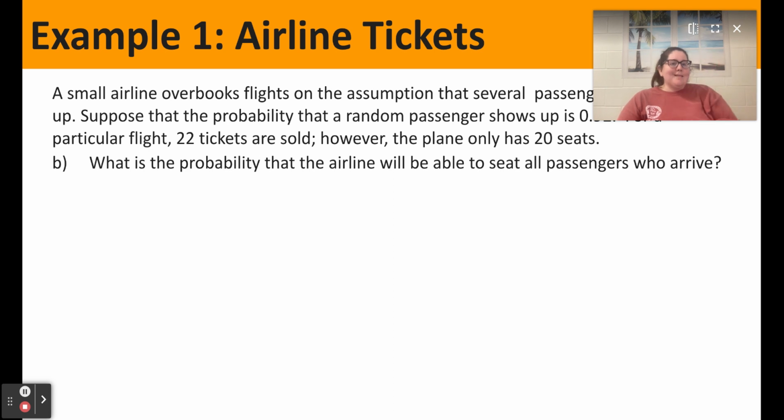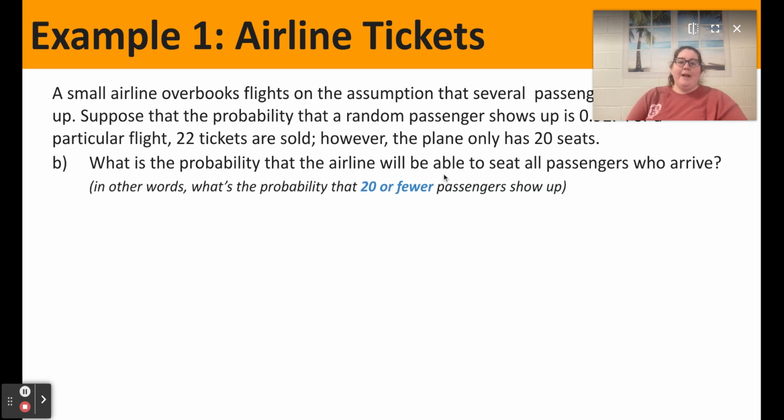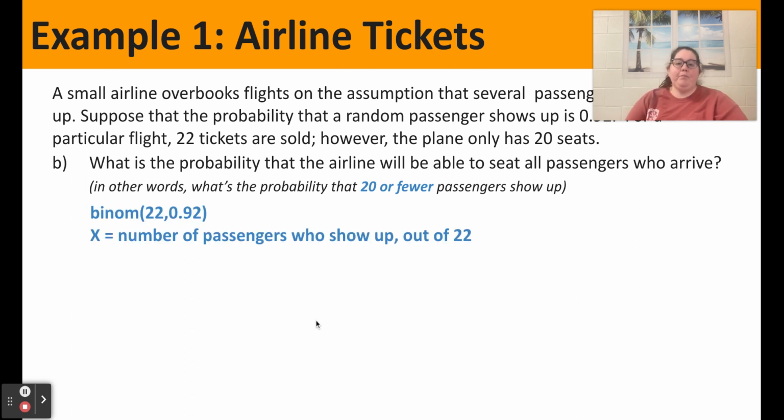So 20 or fewer people showing up is when they will be able to seat everybody who arrives. So what we're finding here is the probability that 20 or fewer passengers show up. Again, we define our binomial. If we already did that in part A, we don't have to do it again, but there it is. We're finding the probability that x is less than or equal to 20.